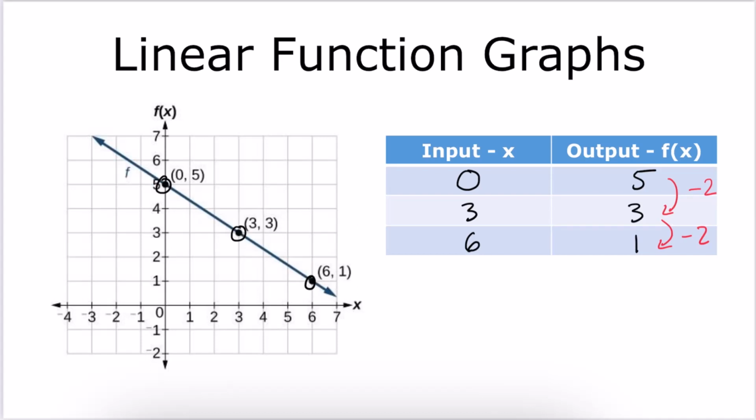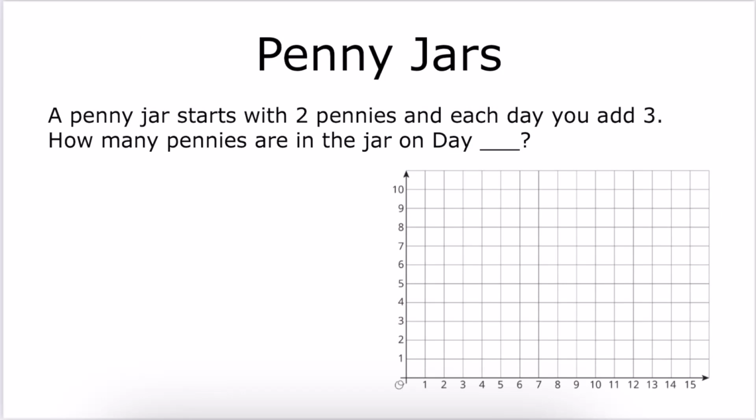So in our example of the penny jars, where we have a penny jar that starts with 2 pennies, and each day you add 3, this would be an example of a linear function because you're consistently adding 3 pennies every day. And if we wanted to figure out how many pennies are in the jar on day whatever, we could represent this with a table if we wanted to.